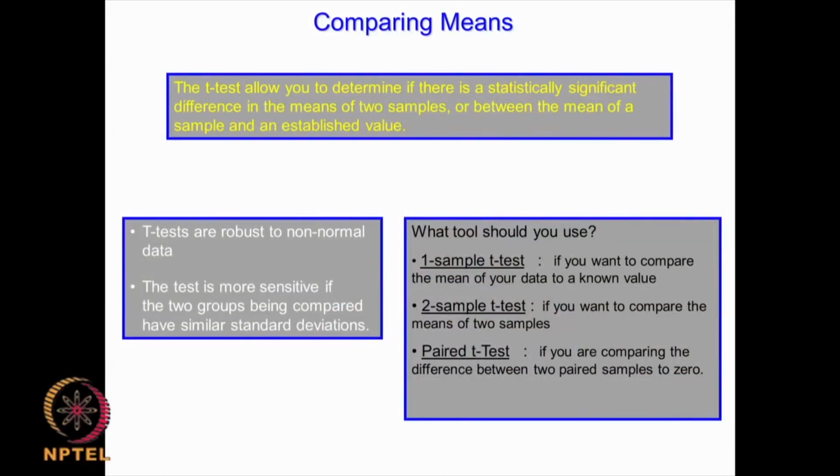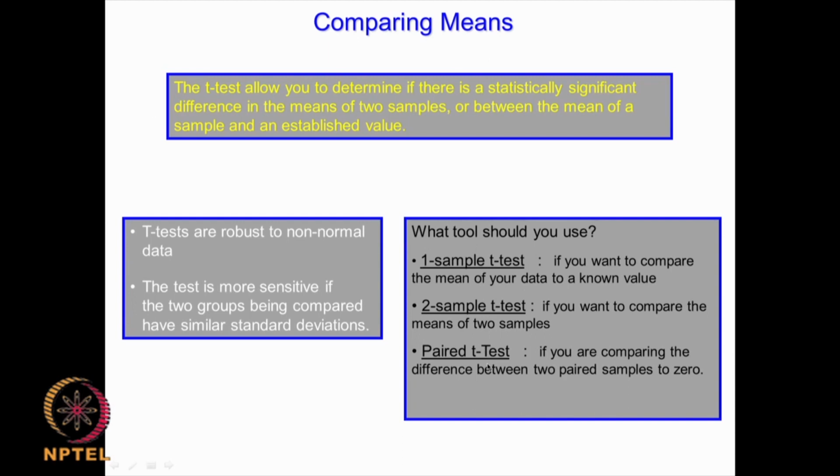Today we will continue on the t-test. Like I had mentioned, the t-test does a comparison of means. If you have the mean of one sample and the mean of another sample, you want to know whether they come from the same population or from different populations. So basically, the t-test compares means.